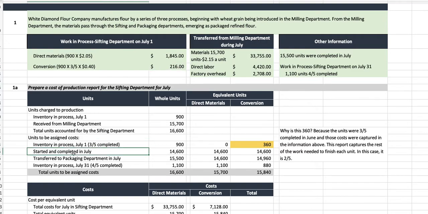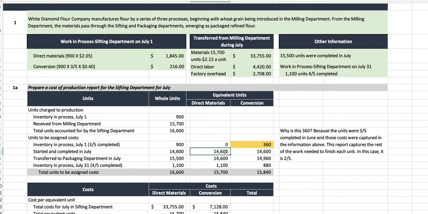All right, now we need to calculate what was started and completed in July. And where do we get that number from? Well, we know that we received 15,700 units from the milling department, and we know that we have 1,100 units left in work in process. So we now know that we started and completed 14,600 units in the month of July.